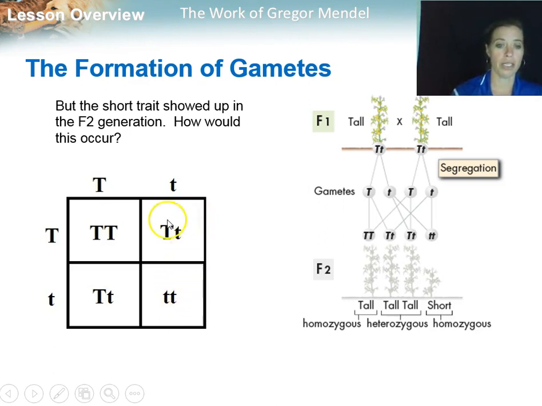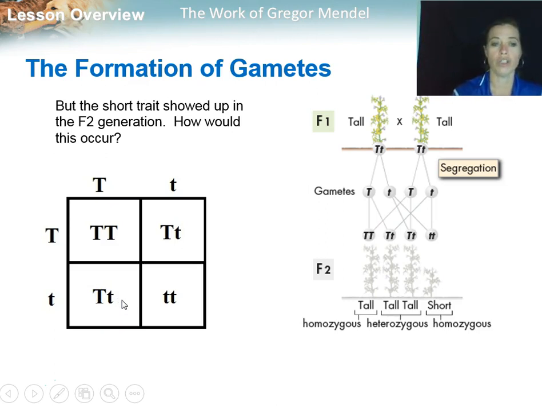The other option is to be heterozygous. So you might look like you're tall, but you still are a carrier for a different trait. And in this case, we would call them hybrids. Okay, so we've got heterozygous here and heterozygous here, but they still look tall.